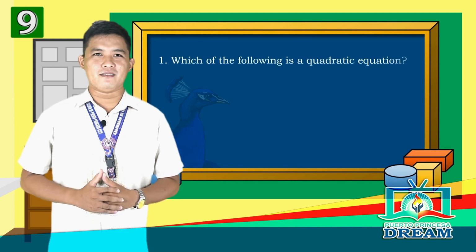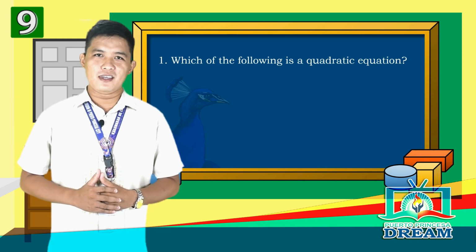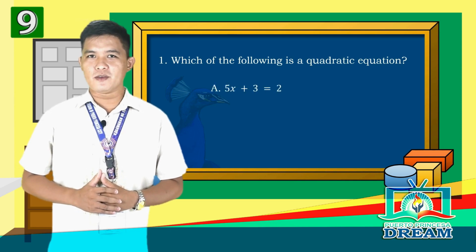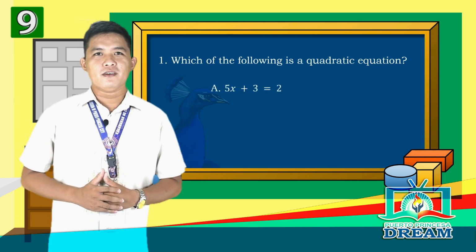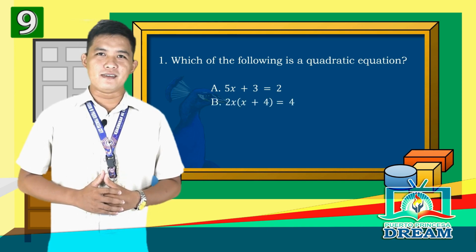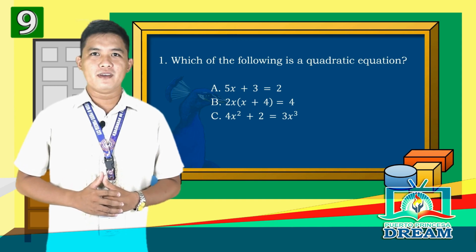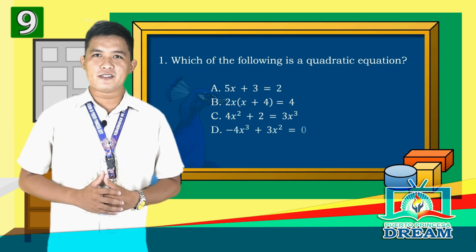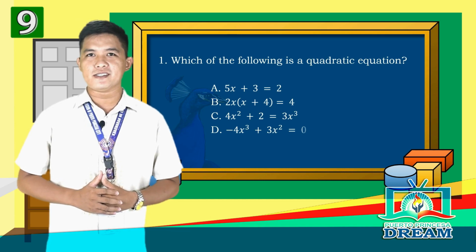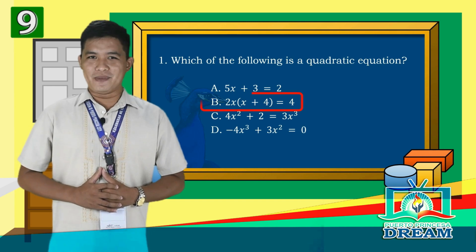Question number 1. Which of the following is a quadratic equation? A. 5x plus 3 equals 2. B. 2x times the quantity x plus 4 equals 4. C. 4x squared plus 2 equals 3x cubed. D. Negative 4x cubed plus 3x squared is equal to 0. The correct answer is letter B.